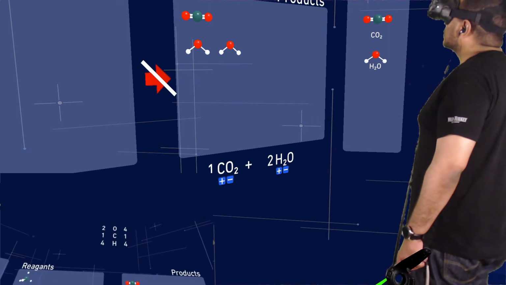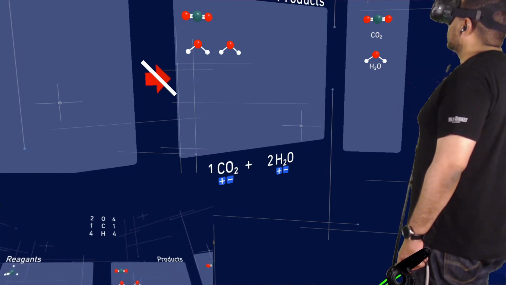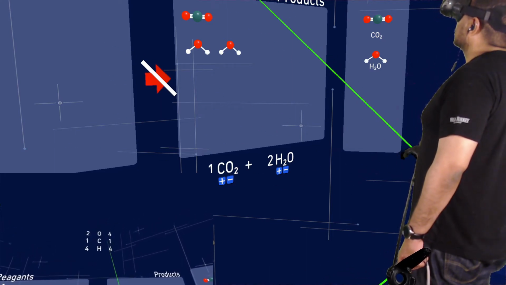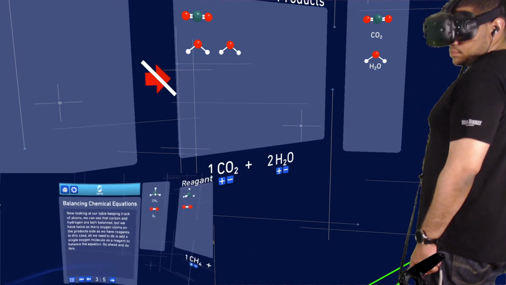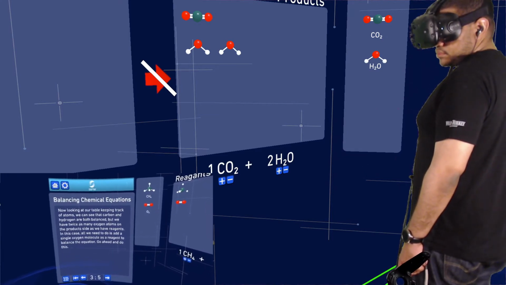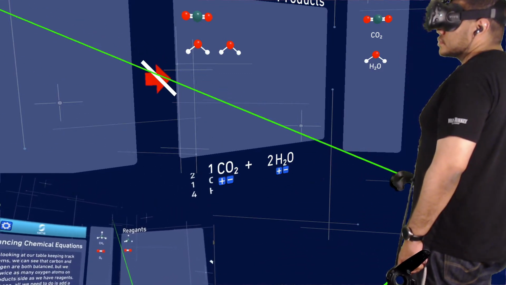Now, looking at our table keeping track of atoms, we can see that carbon and hydrogen are both balanced, but we have twice as many oxygen atoms on the product side as we have reagents. In this case, all we need to do is add a single oxygen molecule as a reagent to balance the equation. Go ahead and do this.